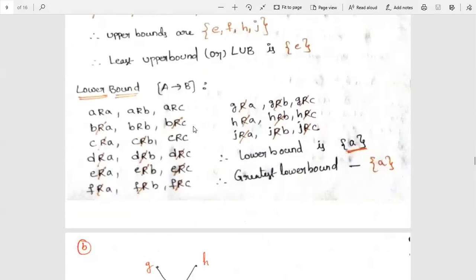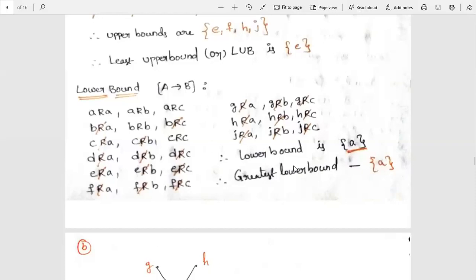Now we check whether all the elements of A have a relation with all the elements of B or not. Only the first element A has a relation with all the elements of B. So A is related to A, related to B, and related to C, and the remaining elements are not related to elements of B. So the lower bound is the singleton set A. This is the only lower bound, and it is itself the greatest lower bound. That is, the singleton set A is the greatest lower bound for the given Hasse diagram.